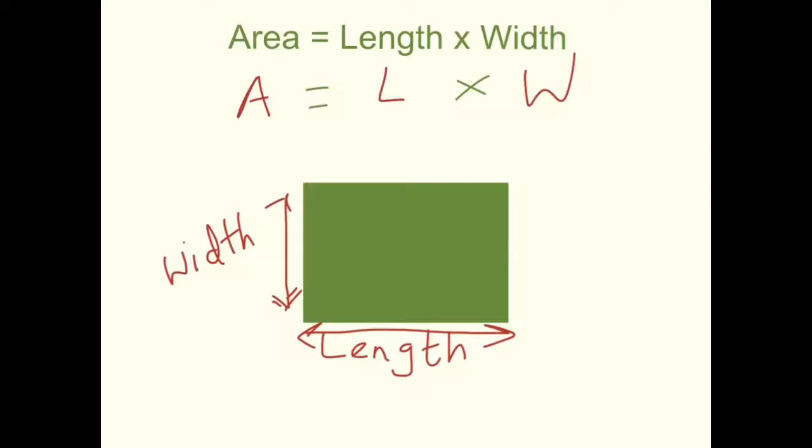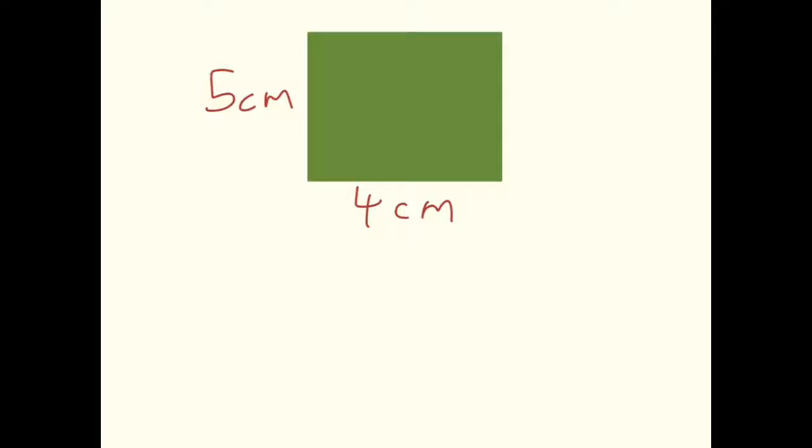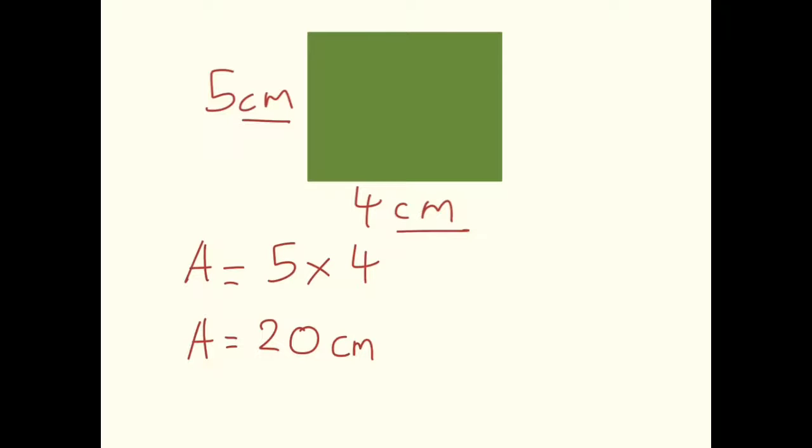Alright, so let's have a look at a quick example. Here we have a 2D shape. The width is 5 centimeters and the length is 4 centimeters. And all we're going to do, if you remember the formula, is that the area equals the width times the length. So we will do 5 times 4, which we know will give us 20. So the area of this shape is 20 centimeters. Alright, because the length and the width are measured in centimeters, the area is 20 centimeters squared. And we write it like that.